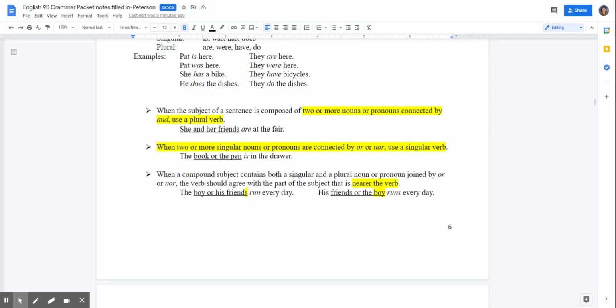The boy or his friends run every day. His friends or the boy runs every day. Now you're going to notice that the exact same subjects are just flipped. The word run or runs is the verb. So you're looking at the subject that is closest to the verb, and that will tell you which verb to use, run versus runs. Friends run, boy runs. Let's continue.